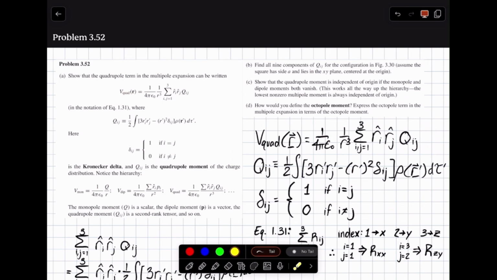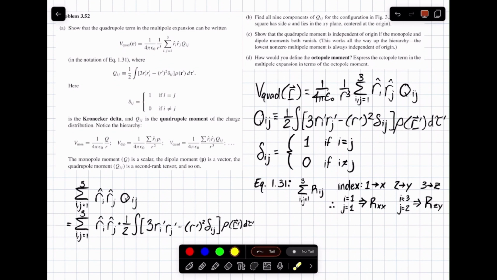And it uses this definition for the quadrupole moment, which also uses this definition for the Kronecker delta here. And I went ahead and rewrote the equations on the right-hand side here. And it also refers to this notation of equation 1.31. What this equation introduces is the idea that index 1 corresponds to x, index 2 corresponds to y, and index 3 corresponds to z. So I've written some examples here of how that would be used.